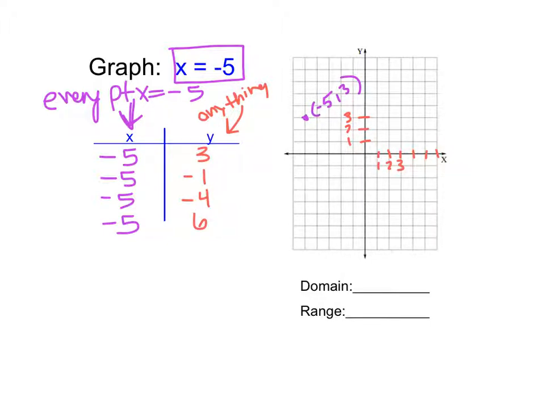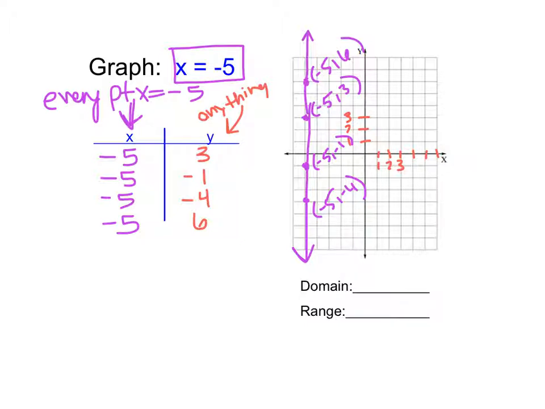Then x is -5, y is -1. X is -5, y is -4. X is -5, y is 1, 2, 3. Oop, I plotted this one a little bit too low there. Sorry about that. And then this last one here is x is -5, y is 6. And what you should be noticing here is that when all of these x values are -5, we form a vertical line.